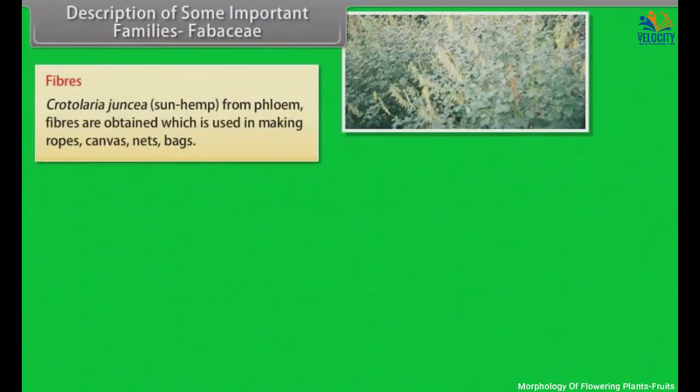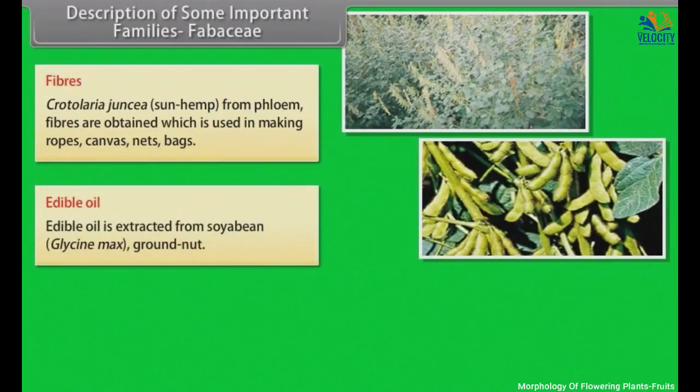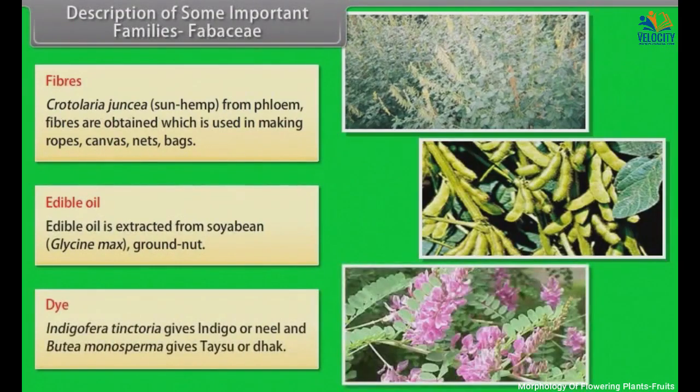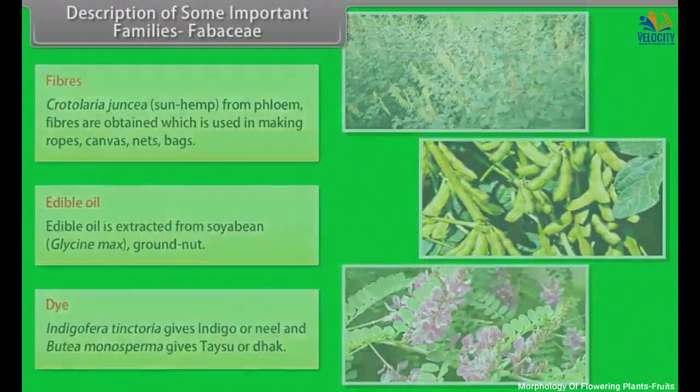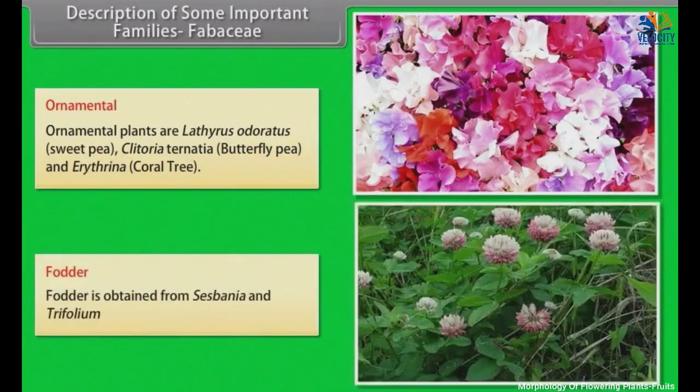Sun hemp. From phloem, fibers are obtained, which are used in making ropes, canvas, nets, bags. Edible oil. Edible oil is extracted from soybean, Glycine max, and groundnut. Dye. Indigofera tinctoria gives indigo or neel, and Butea monosperma gives tesu or dye. Ornamental. Ornamental plants are Lathyrus odoratus, sweet pea, Clitoria ternatea, butterfly pea, and Erythrina, coral tree. Fodder. Fodder is obtained from Sesbania and Trifolium.